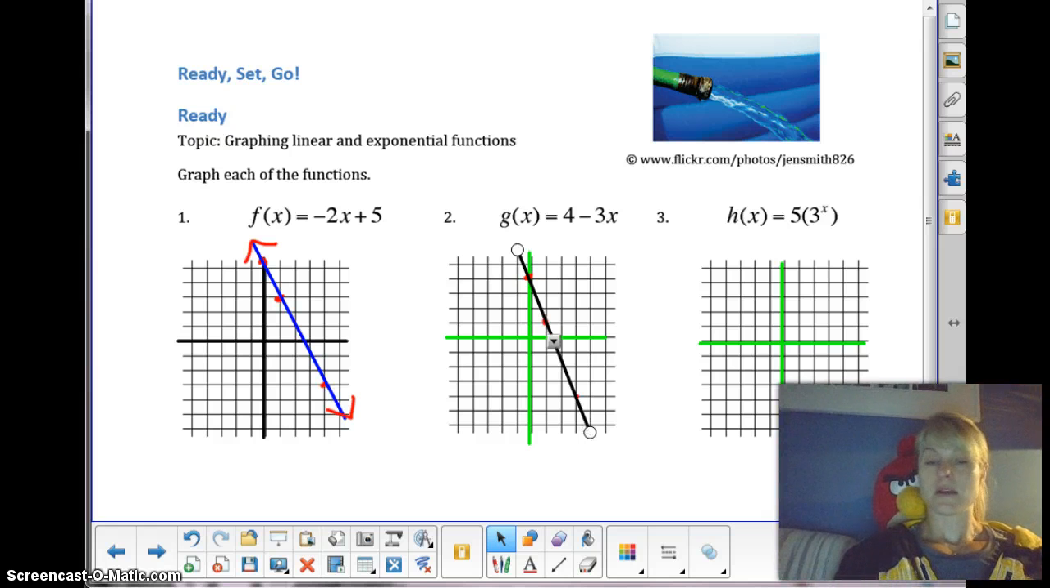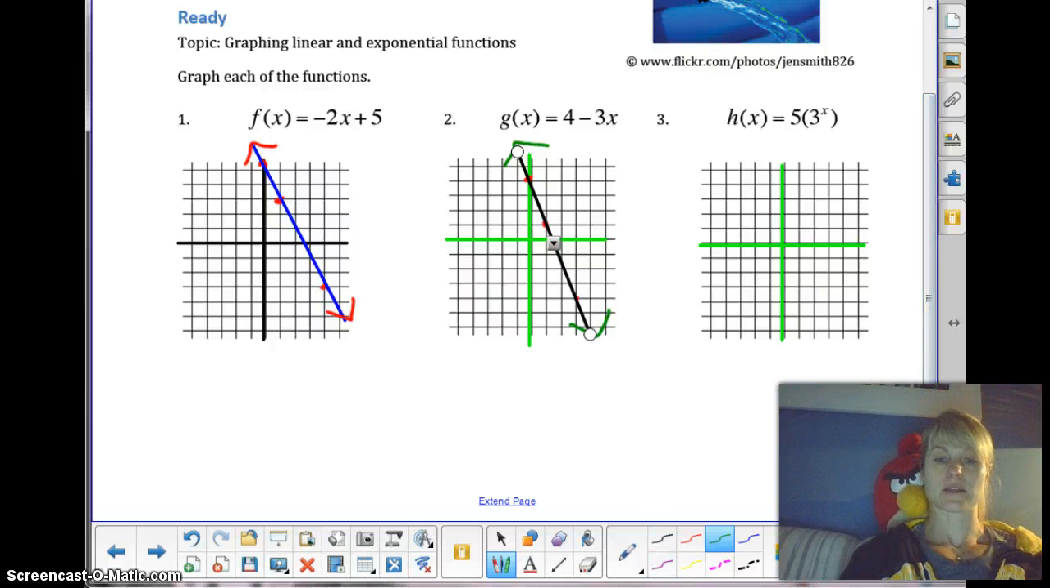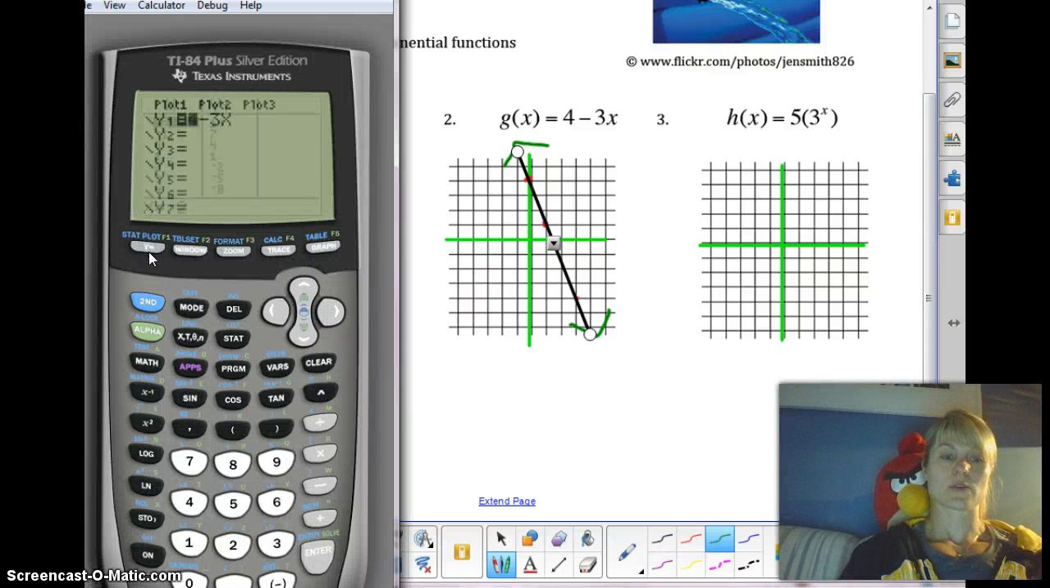Okay. So the next one, hopefully, you recognize over here is an exponential equation. I'm trying to move this up so my head's not in the way. So again, we'll go to our y equals. We'll clear this out. We have 5, here's my parentheses. We raise it to the x power and my parentheses, and then I can hit graph. Okay, and we can see it's an increasing exponential function.